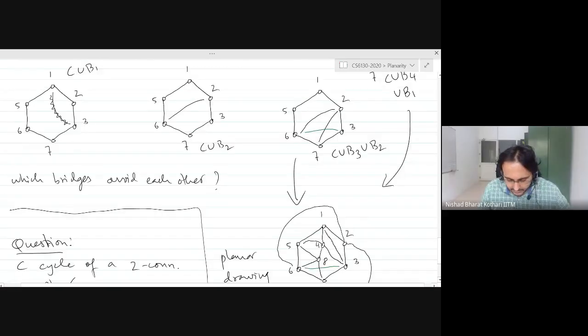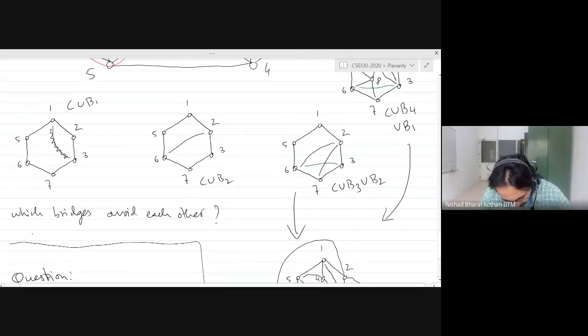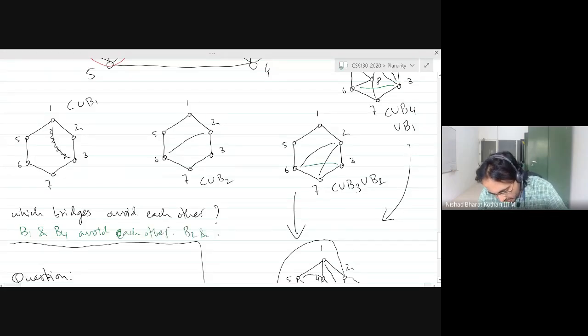Right. So let's write this down. B1 and B4, we know, avoid each other. And we also know that B2 and B3 avoid each other. Sorry, you're saying something?